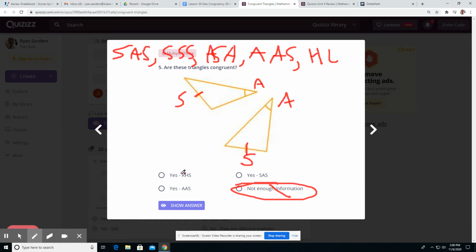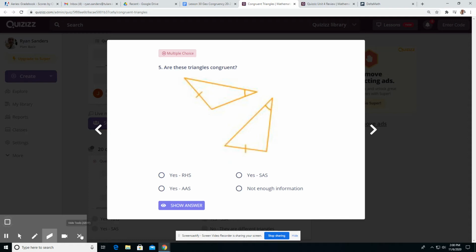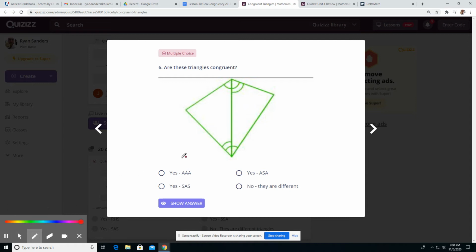What's this? RHS? Nonsense, it sounds like. All right, what about this? Well, whenever you have this situation where they're sharing a side, one of the first things I always recommend is just mark it as a shared side. So that's good for this triangle.